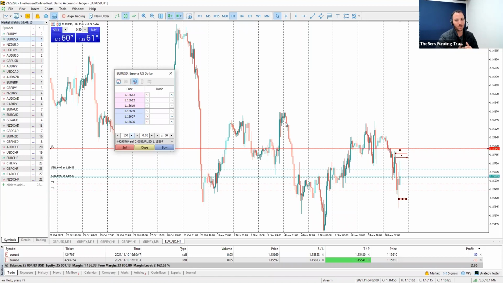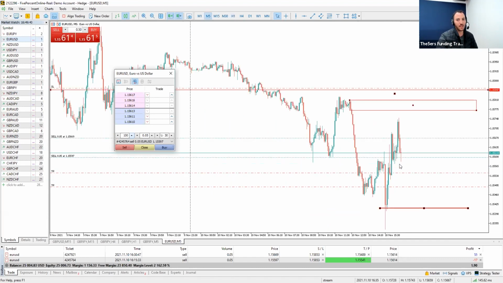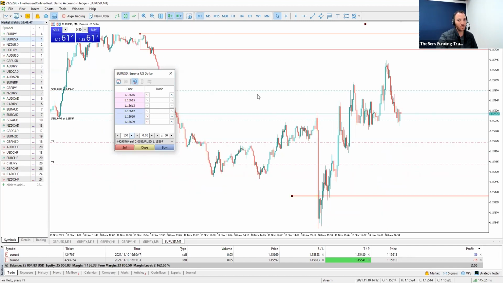Most cases you have a without-confirmation and a with-confirmation entry point, or a less-confirmation and a more-confirmation entry point. So instead of going all your lot size all in on one entry point, just split that into different entry points. You can do that on all time frames, dailies, whatever. I just wanted to go to the lower ones so we can see the whole exercise from the beginning to the end.